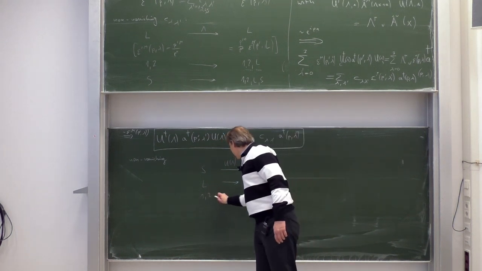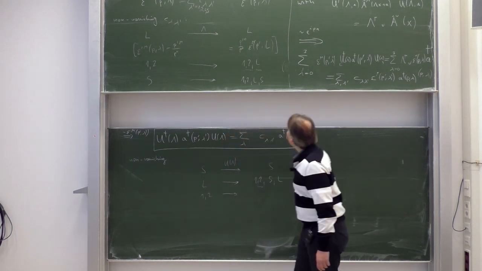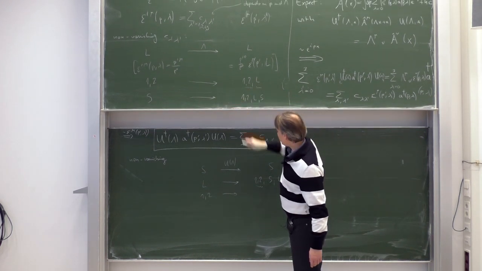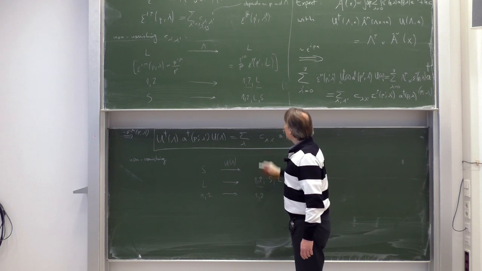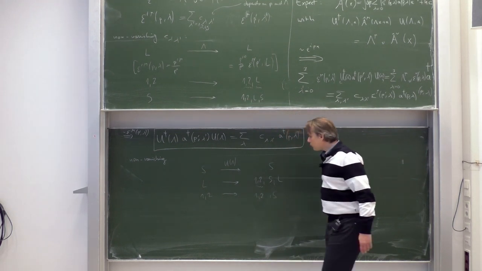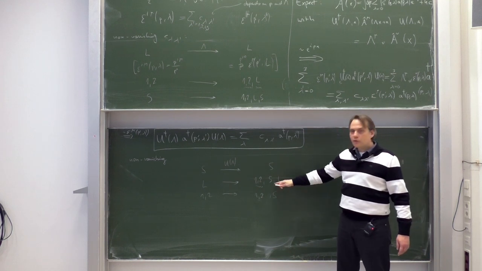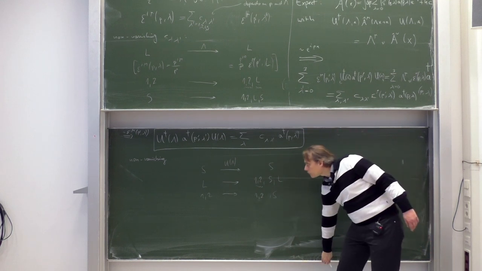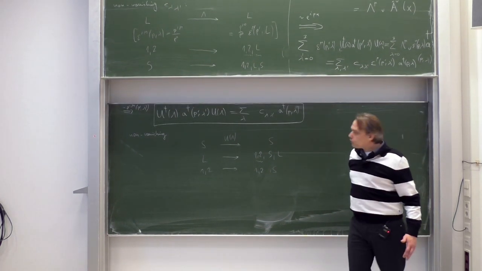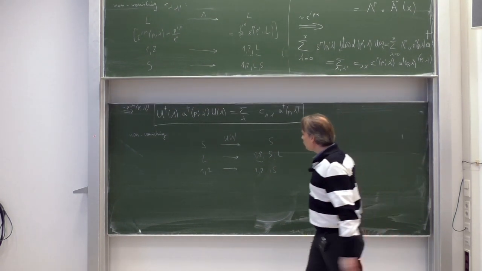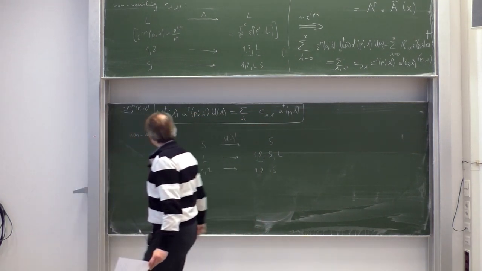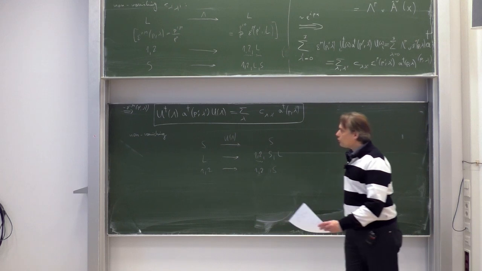And what about 1 and 2? 1 and 2 appear here. They can go into 1 and 2, but they also appear there. So they can go into S. 1 and 2 can go into S, but not into L. So these are the non-vanishing Lorentz transformations of our creation or annihilation operators. So that is interesting to know.